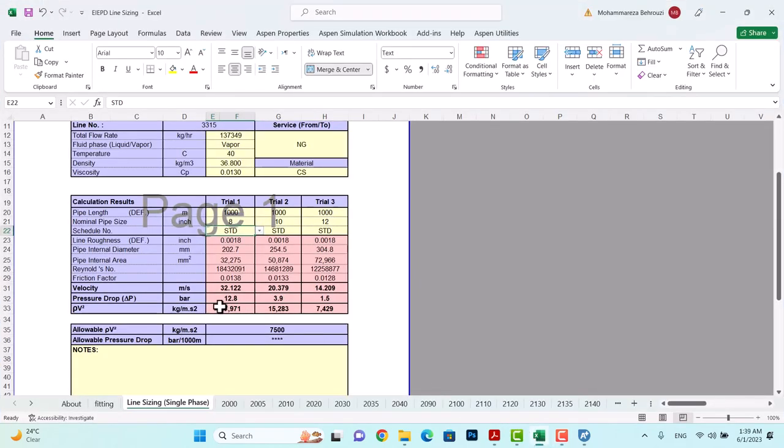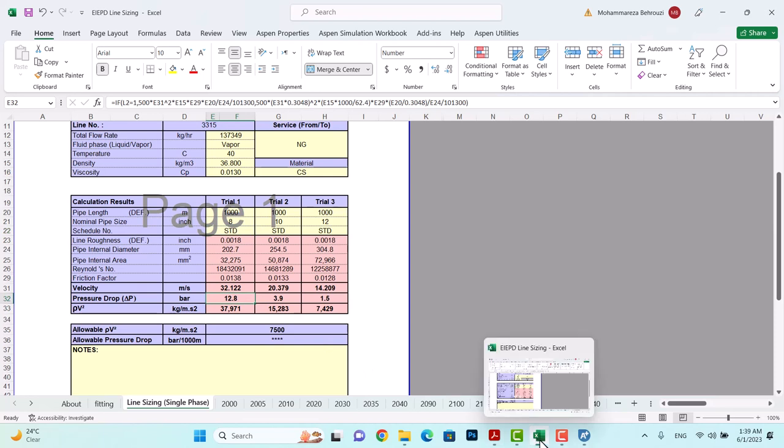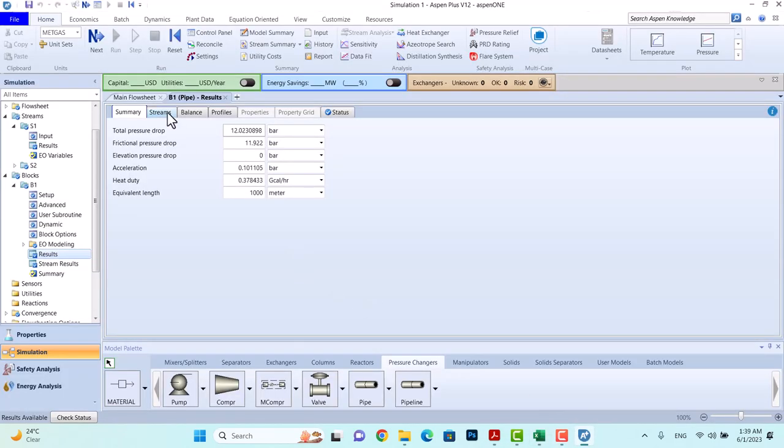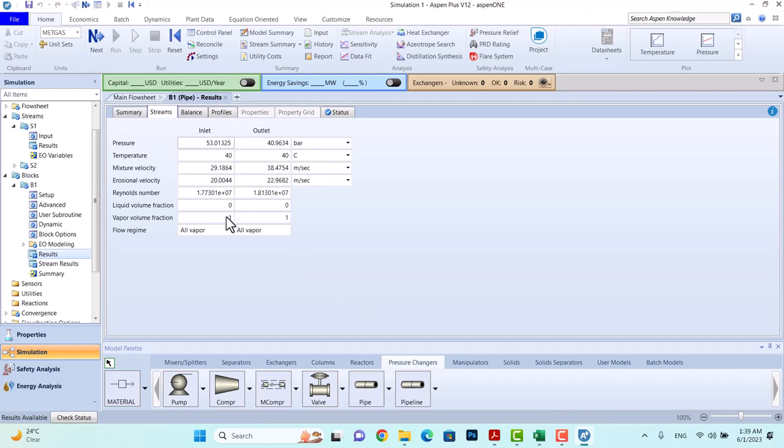The pressure drop calculated by the Excel is 12.8. Here the results are approximately the same. But how about the streams? Of course, calculations by Aspen Plus are much more rigorous and accurate. No doubt about that.